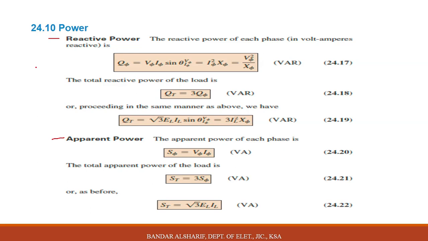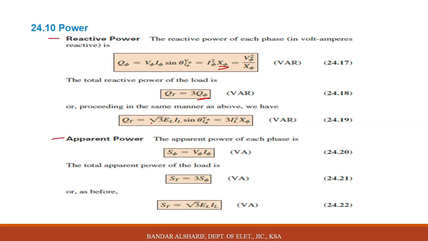Because reactive power comes from the capacitor, because the capacitor is a source of reactive power, or it is absorbed by the inductor, so here we will use XL or XC. Similarly, V phase square over X phase. To find the total reactive power, multiply 3 by the single phase reactive power, and you will get the total reactive power.